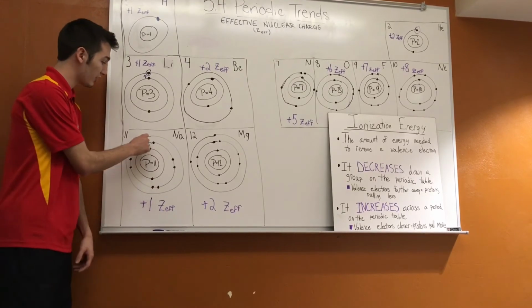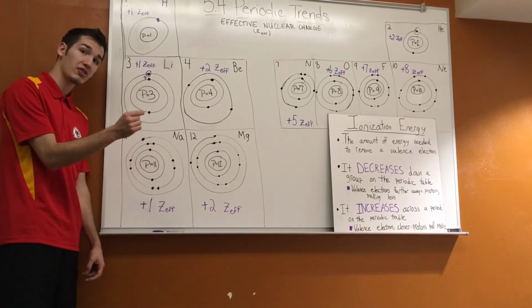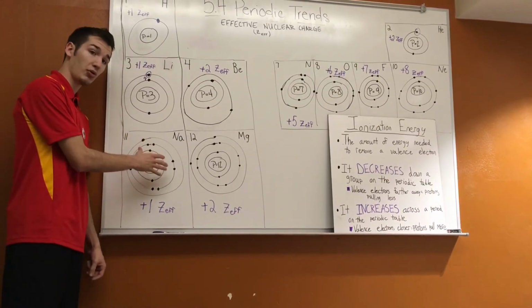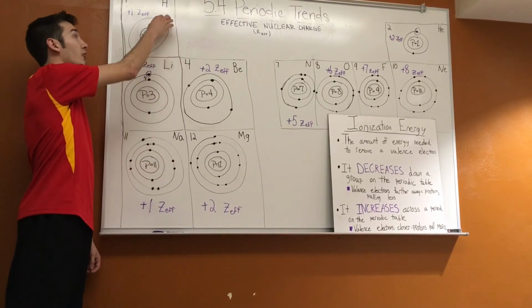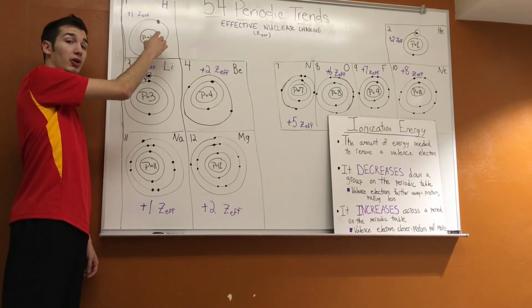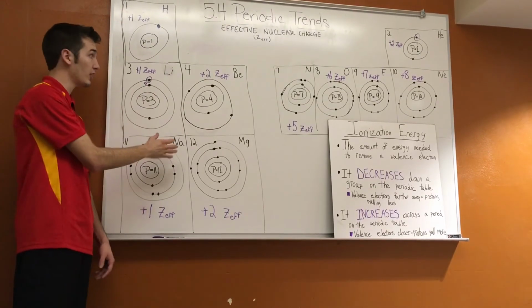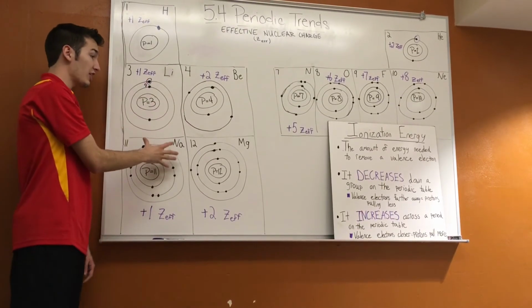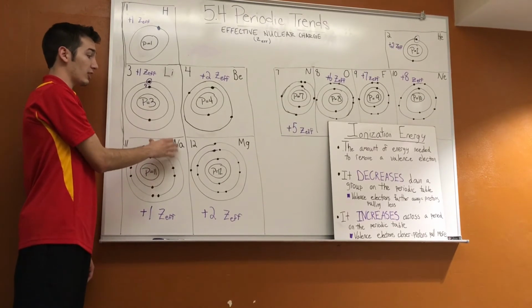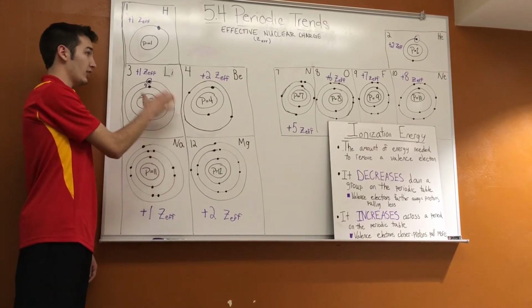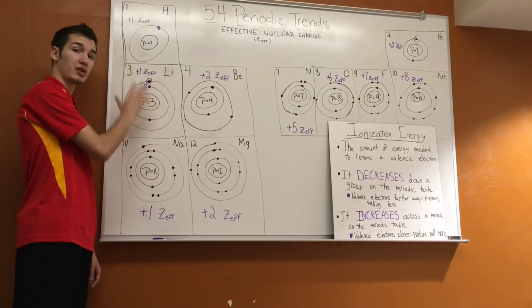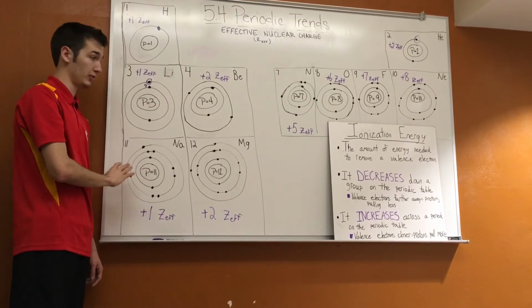So it's going to take a lot less energy to pluck this electron off of sodium than it is to pluck it off of hydrogen, because this electron is closer to that proton. So if we compared sodium and lithium again, the ionization energy is going to be less for sodium than lithium because it decreases as you go down a group.